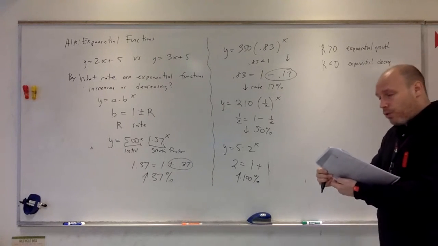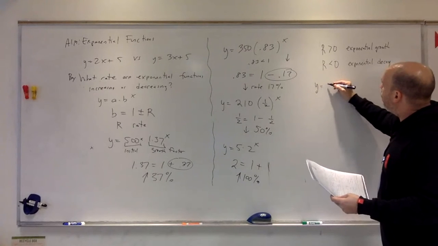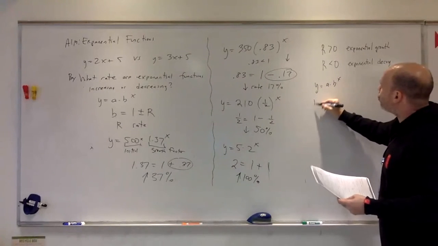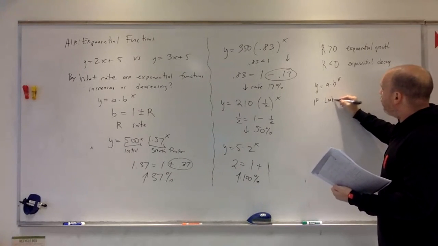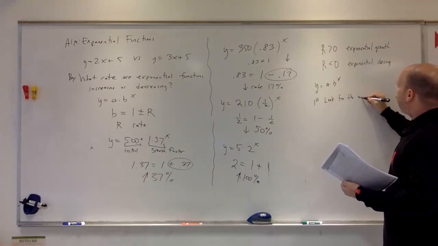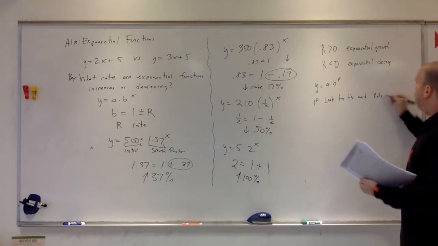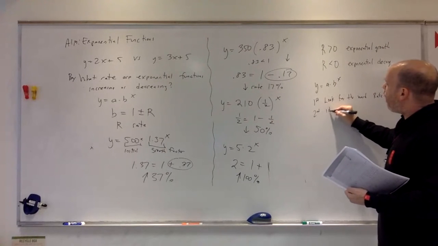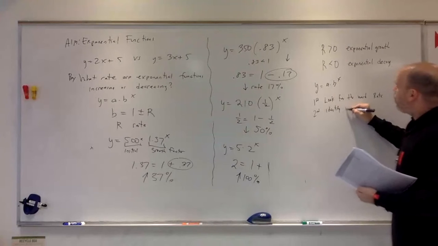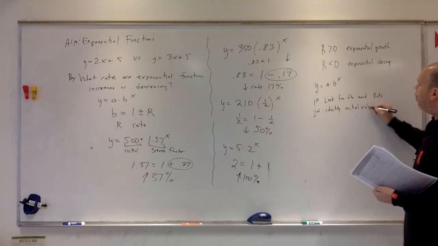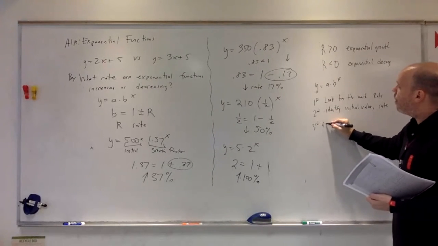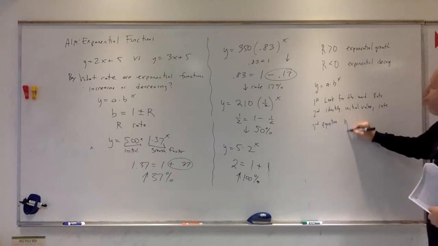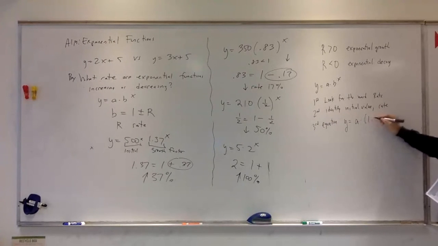So in every problem, once again, a plus b to the x. First, look for the word rate. Look for the word rate. And then second, identify the initial value and the rate, and then the equation. The equation is y equals a times 1 plus or minus r to the x.